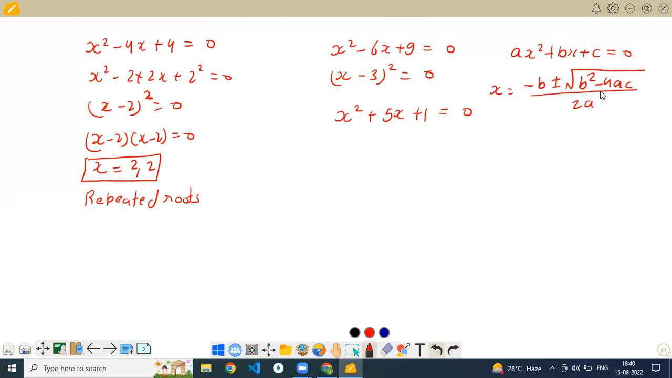This is a simple way of writing the roots of the equation. Even for this equation we could have done this method, but then it is difficult. If we can convert it into a perfect square, why should we follow this path?